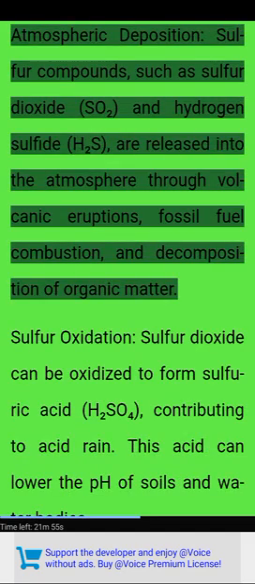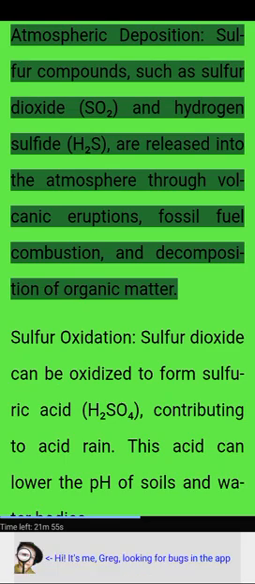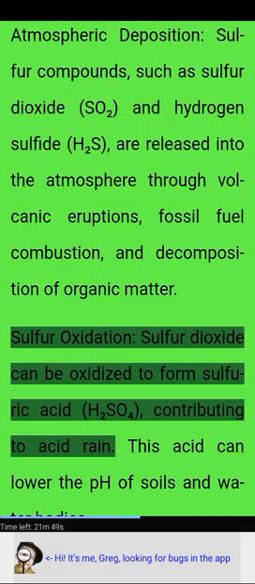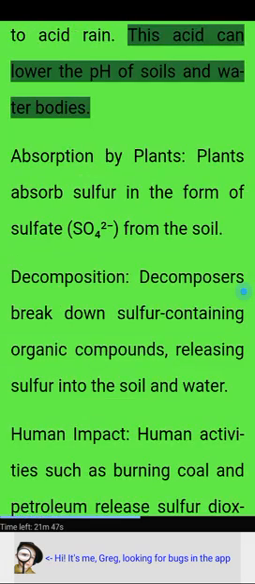Atmospheric deposition. Sulfur compounds, such as sulfur dioxide (SO₂) and hydrogen sulfide (H₂S), are released into the atmosphere through volcanic eruptions, fossil fuel combustion, and decomposition of organic matter. Sulfur oxidation. Sulfur dioxide can be oxidized to form sulfuric acid (H₂SO₄), contributing to acid rain. This acid can lower the pH of soils and water bodies.